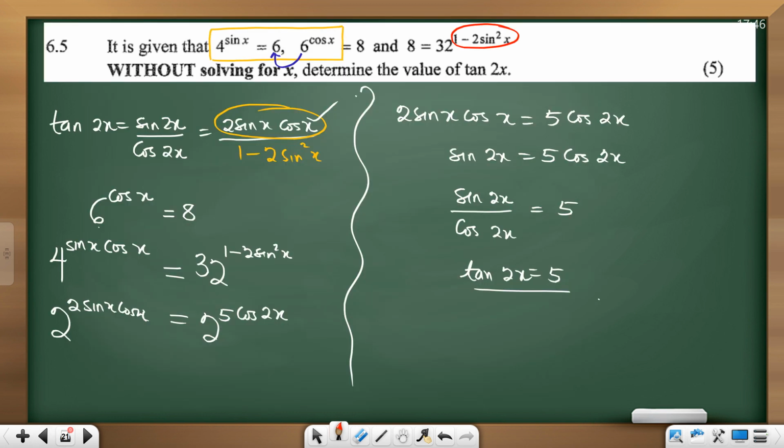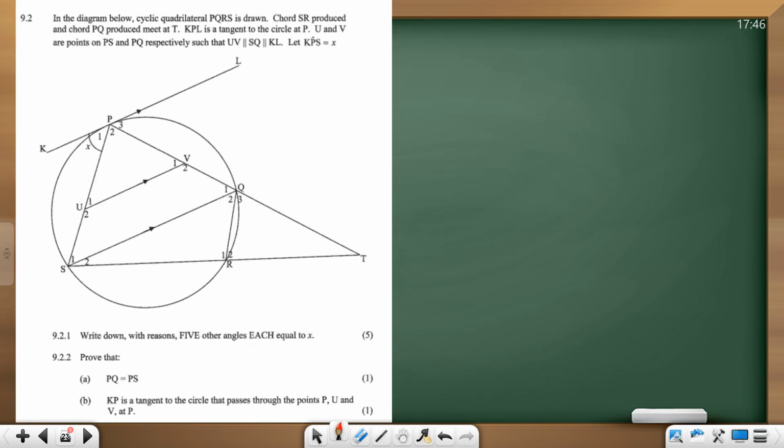Can we get to the second one? Prove that PQ equals PS. Biggie, that question has now been answered. What's the reason? Yes. Side opposite equal angles. Okay, one second.